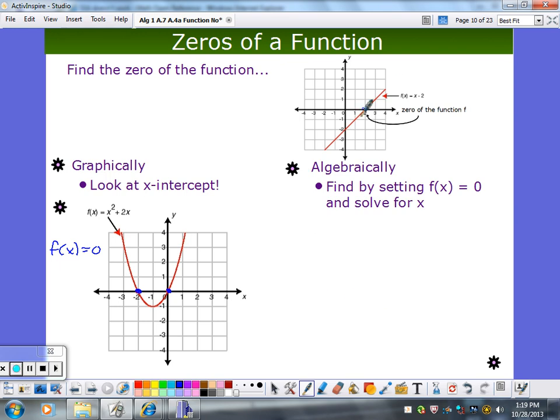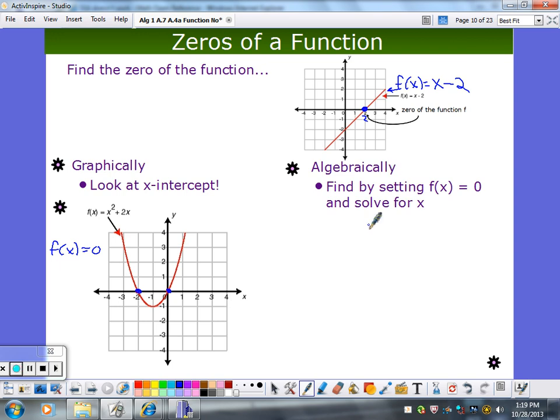Now if I'm looking at this picture here, it's a little hard to read. That's f of x equals x minus 2. That's this line over here. Where is the x-intercept? Where is the 0? Over here when x equals 2. That's the 0 of the function, right? Is that where the x-intercept is? f of x equals 0.